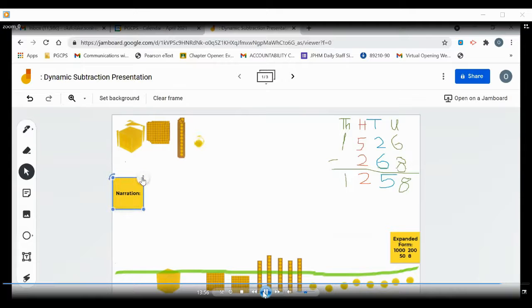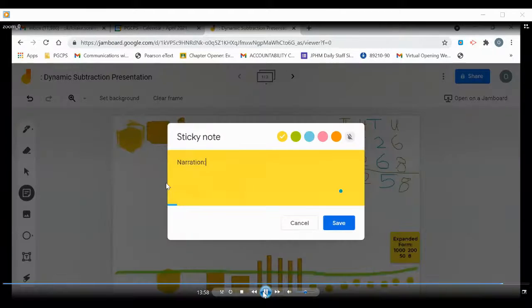Now I'm going to edit my sticky note to narrate or to explain what I just did. I completed a dynamic subtraction equation. That is what I just did, and I will save it.